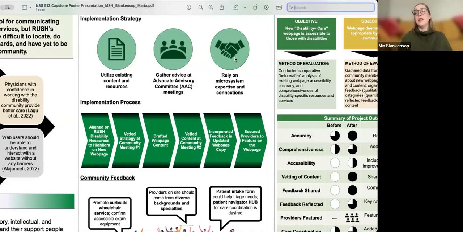And finally, to make sure we were moving in the right direction, because otherwise this would be a waste of time and not helpful to anyone, we wanted to gather that advice, that critique, that feedback from the Advocate Advisory Committee.